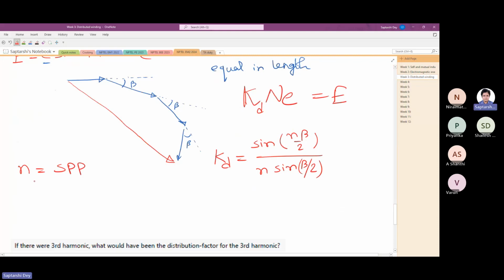This SPP we very commonly use. SPP is not slot per pole, okay, though it looks like that. It is slot per pole per phase.